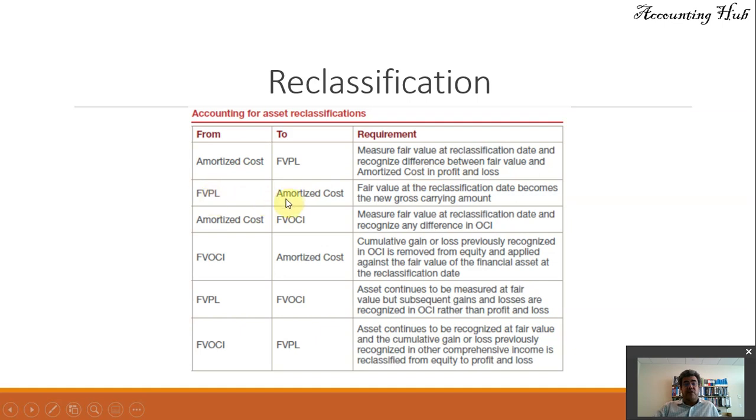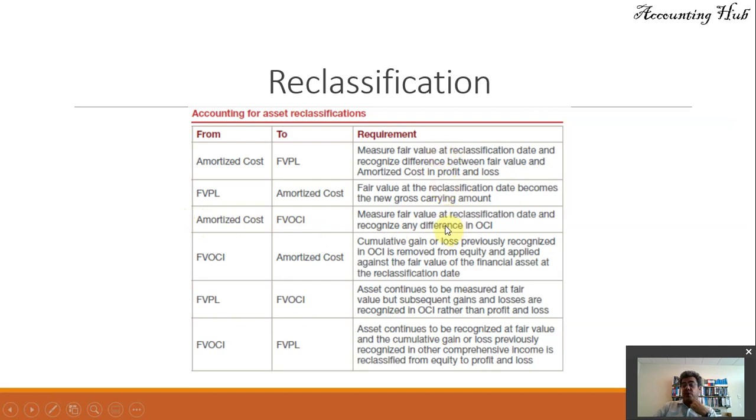Fair value through profit and loss to amortized cost: the fair value becomes the new gross carrying amount. So we just stop doing the fair value. Nothing, no adjustment is necessary. Amortized cost to fair value through other comprehensive income: the same as the first one.